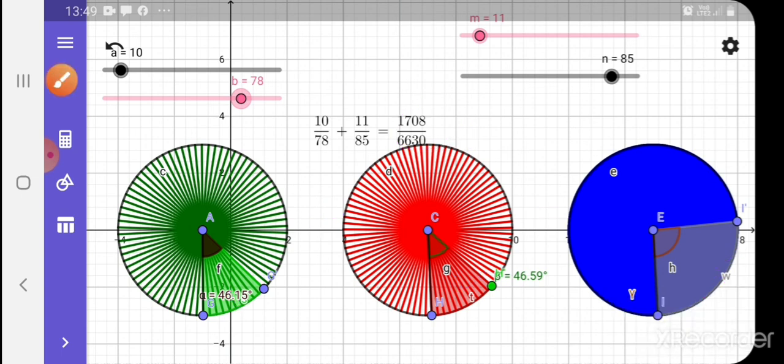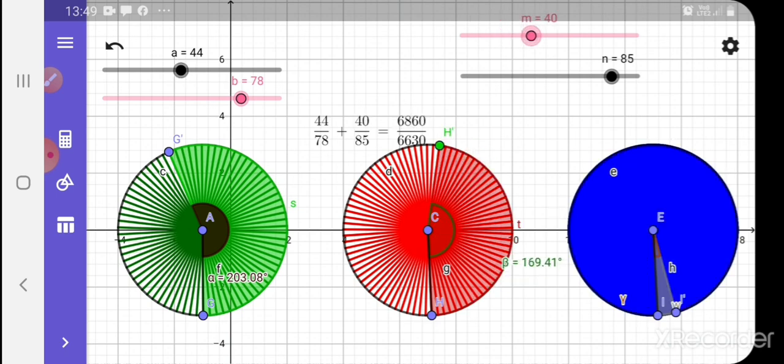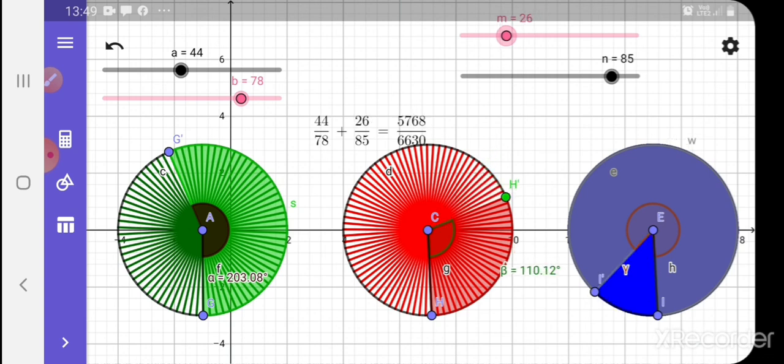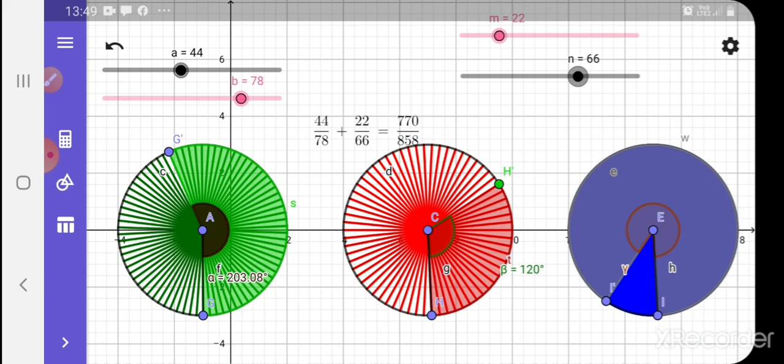Now you change the numerator, then again the answer you will get like this. So it is very simple, by GeoGebra you can explain this very simply to the students.